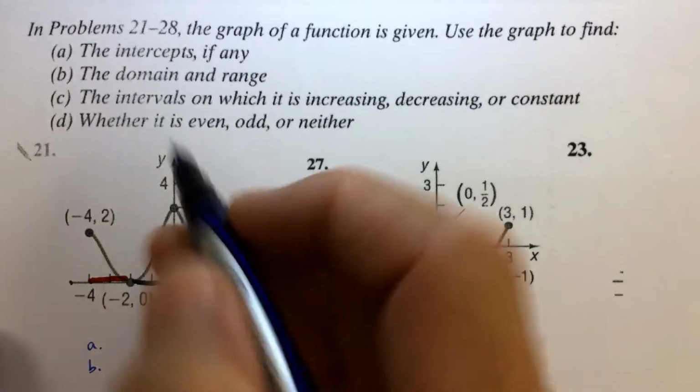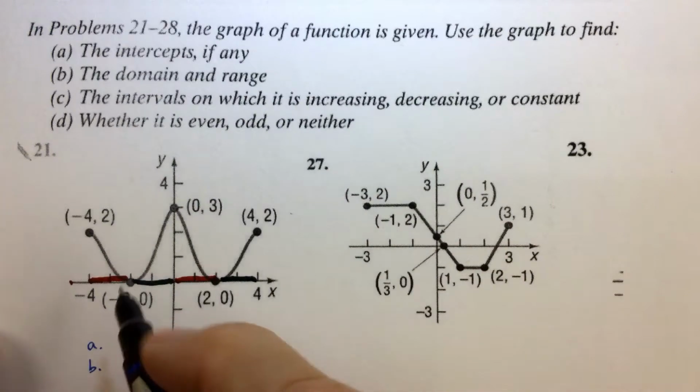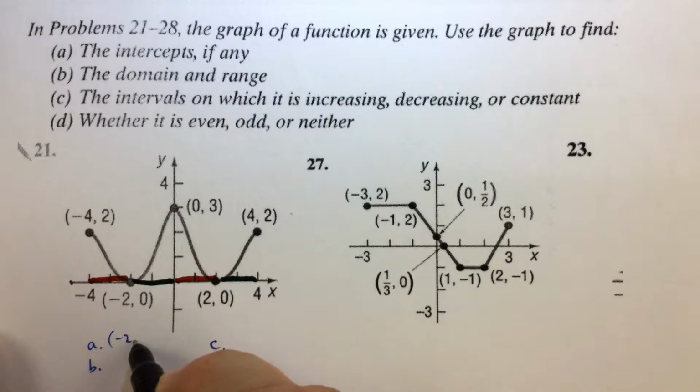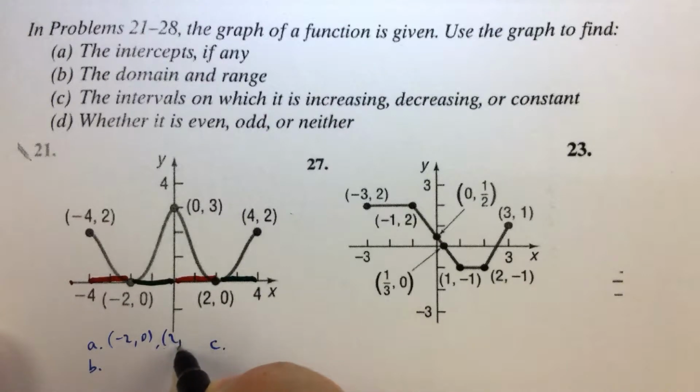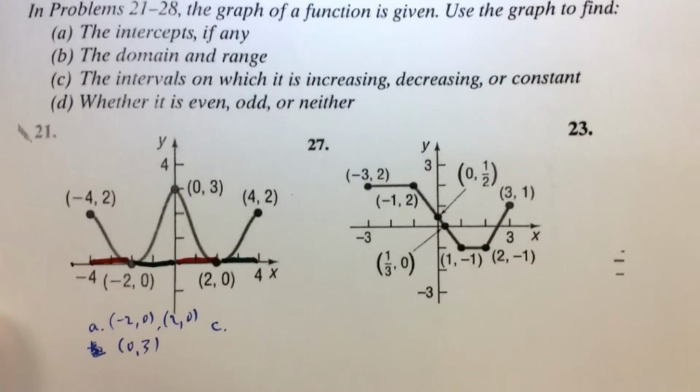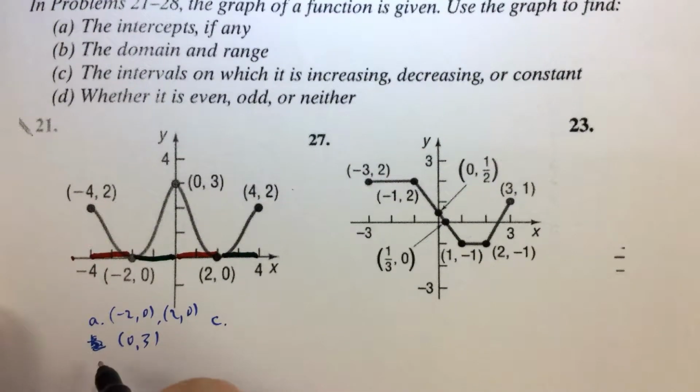But anyway, for part A, we're trying to figure out the intercepts. Well, the intercepts, we have an x-intercept of (-2, 0), another x-intercept of (2, 0), and then we have a y-intercept of (0, 3). So we can list the intercepts like that. And then we want to come up with the domain for part B. We want the domain and the range.